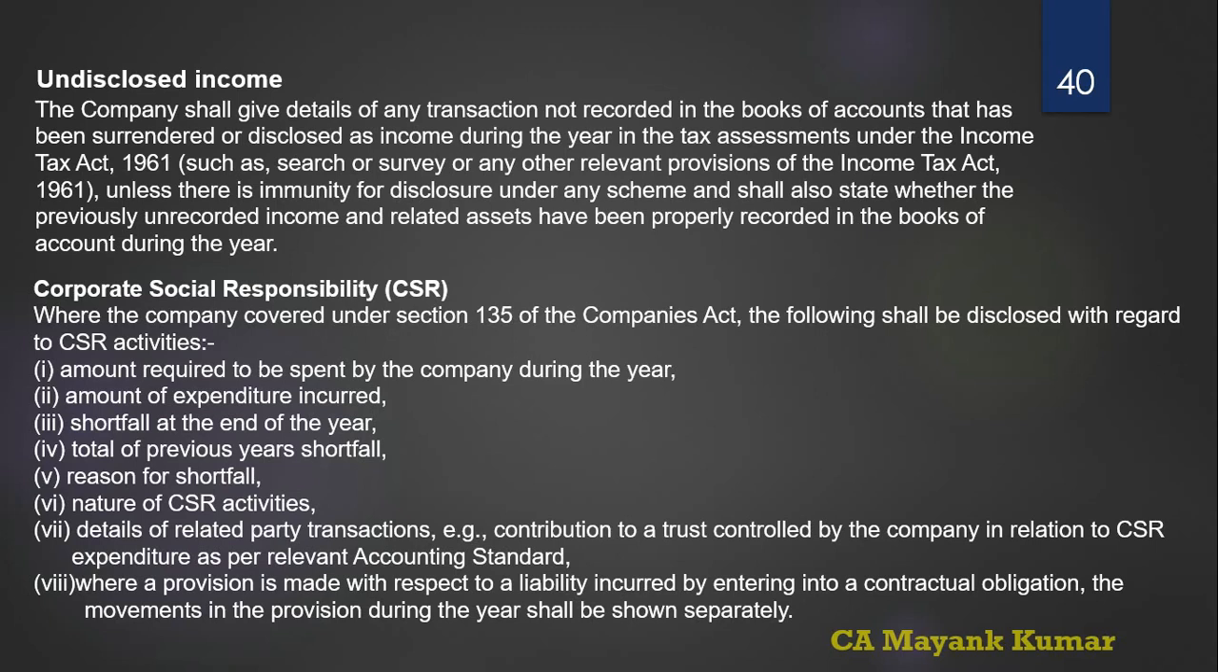Next relates to corporate social responsibility. So a company which is covered under section 135 of the Companies Act will disclose the following with regard to the CSR activities. The amount required to be spent by the company, say 100, the amount of expenditure incurred, say 75, shortfall at the end of the year, 25, total of the previous year's shortfall, say 10, the reason for shortfall, and the nature of the CSR activities shall be required.